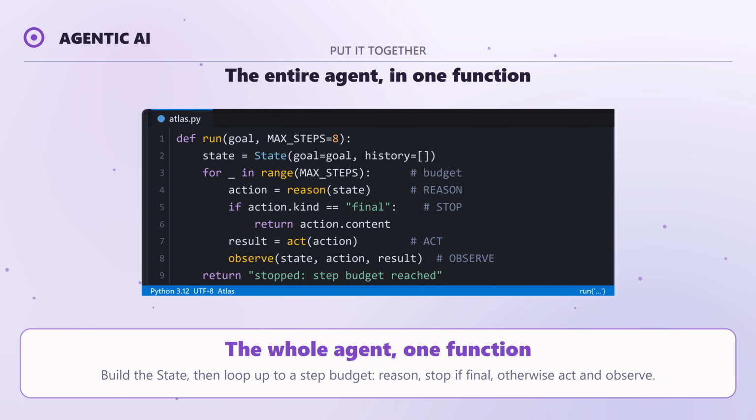Now, let's assemble the whole thing. And this is the payoff. The entire agent is one function. Create the state from the goal. Then loop, up to a maximum number of steps. Reason for the next action. If it's final, return the answer. Otherwise, act and observe. Reason, act, observe, bounded by step budget. That's a complete agent. Everything else in this course makes one of these lines smarter.